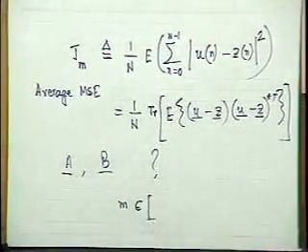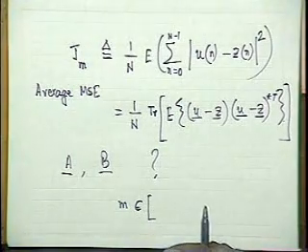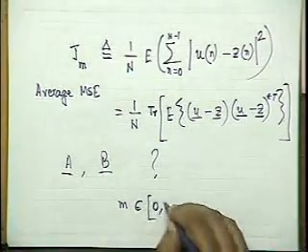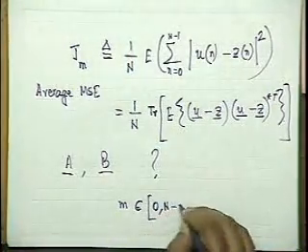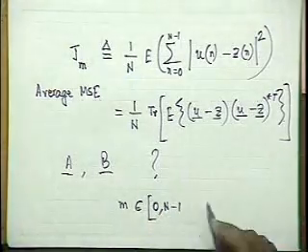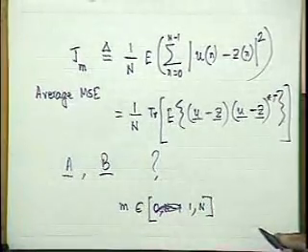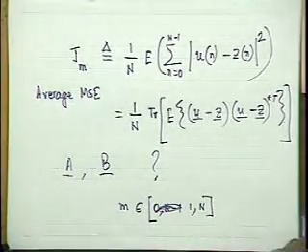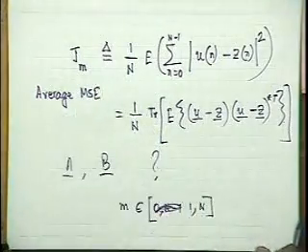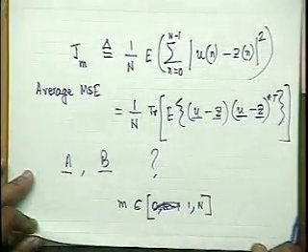And what is the range in which the value of m can lie? 1 to n, or rather you can say 0 to n minus 1. Since n is the number of samples that I am preserving, let me say m lies between 1 and n. Now, this minimization, as I told you in the result already, is achieved by the KL transformation.